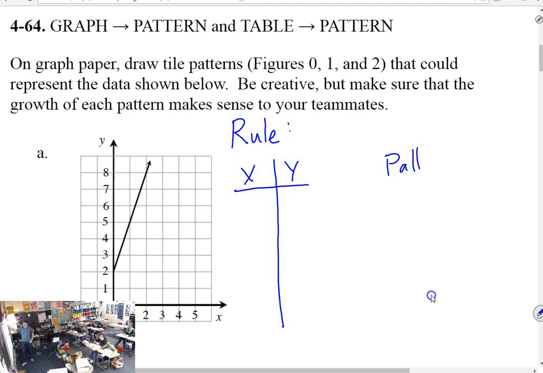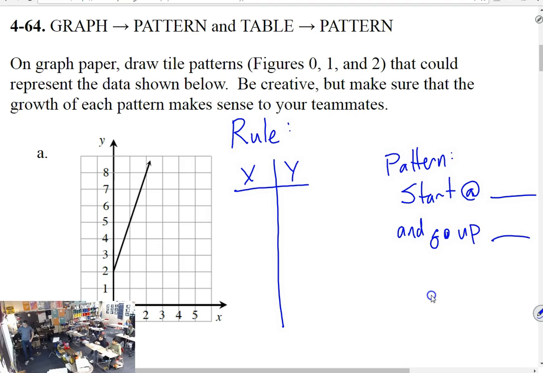So we have to figure out how much it's going to be. If you can describe the pattern, all other things should be able to come.